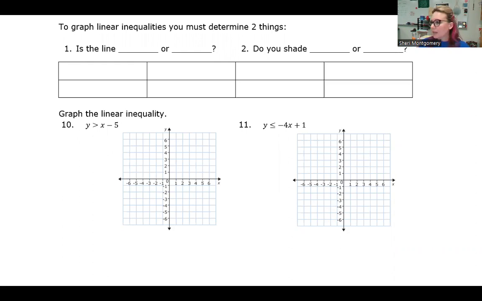So first, is that line solid or dashed? And do you shade above or below? We're going to add some extra words to above and below. When we shade above, it's also to the right. And when we shade below, it's also to the left.